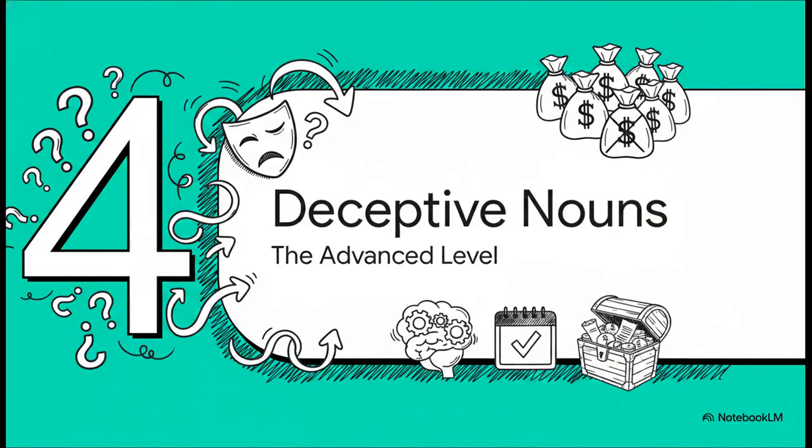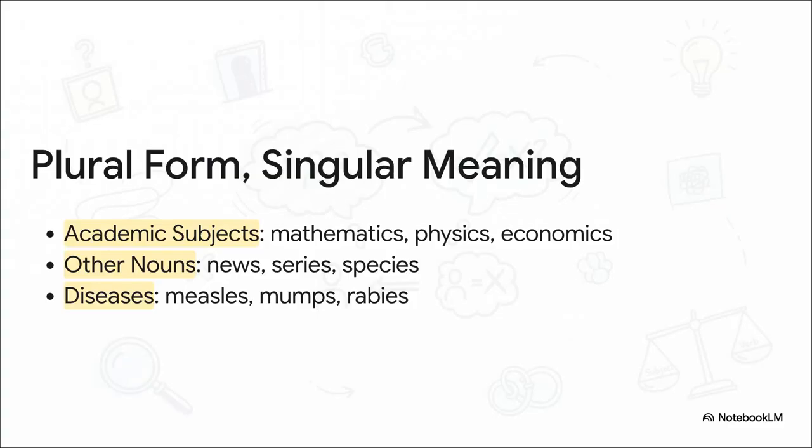Okay, you ready for the advanced level? Let's talk about trap number 3. These are what I call deceptive nouns. They're wolves in sheep's clothing. They look plural because they end in S, but they're secretly singular. Knowing these is a huge advantage. Just take a look at this list.